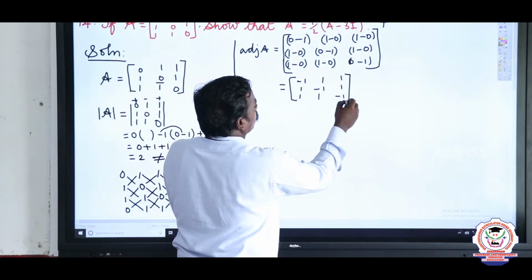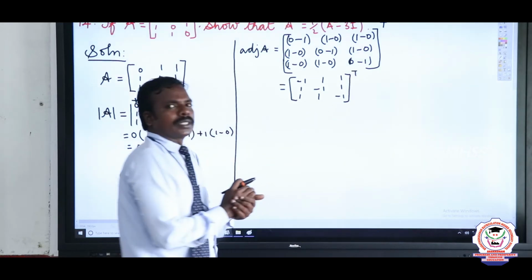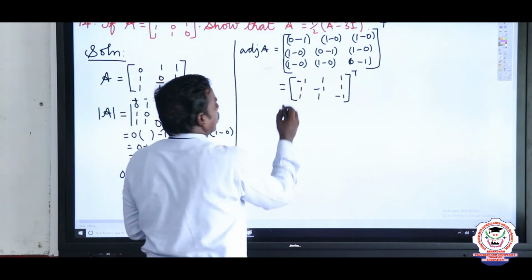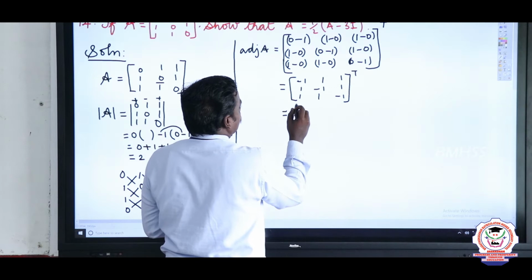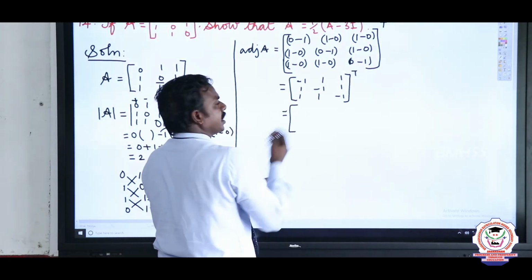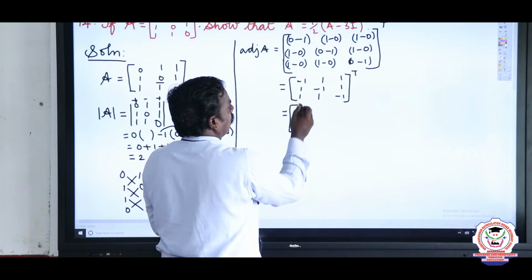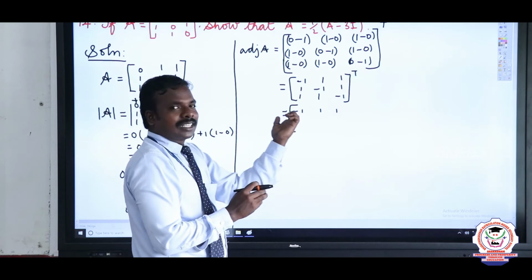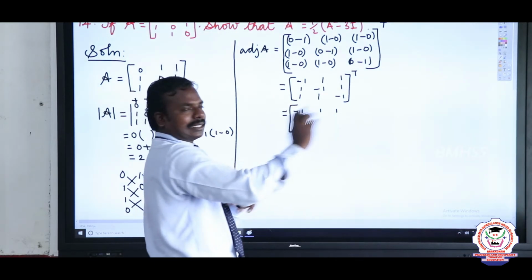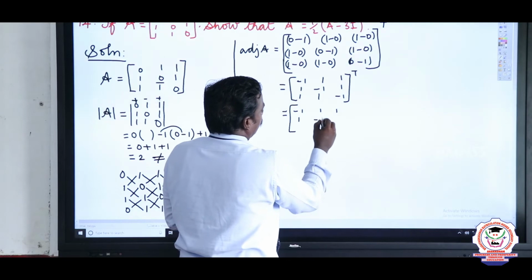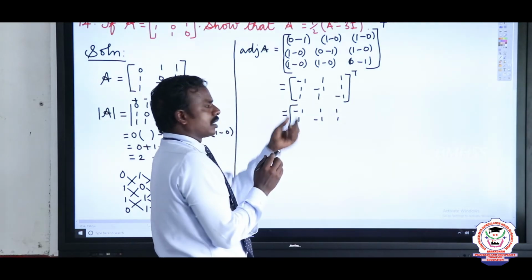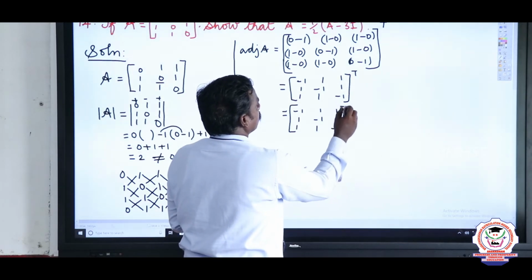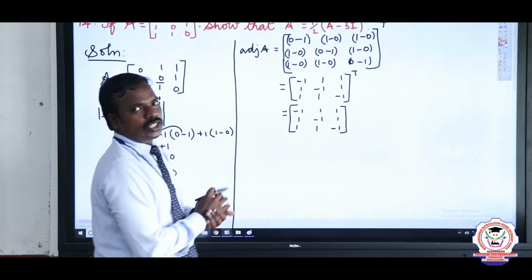So now the whole transpose. Transpose is nothing but interchange of rows and columns. From this, I am going to change the first column as the first row. What is the first column? Minus 1, 1, 1. Now I have changed the first column as the first row. Same way, the second column as the second row, 1, minus 1, 1. The third column as the third row, 1, 1, minus 1. This is the adjoint of A.